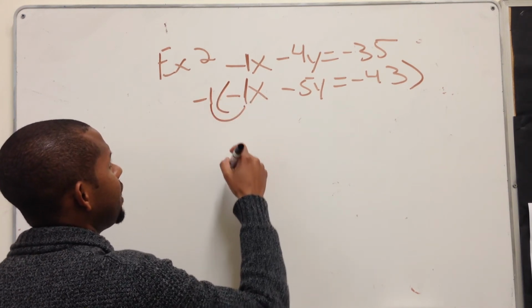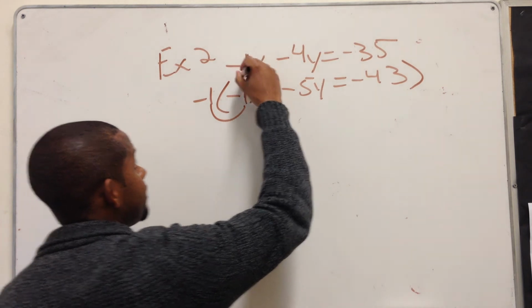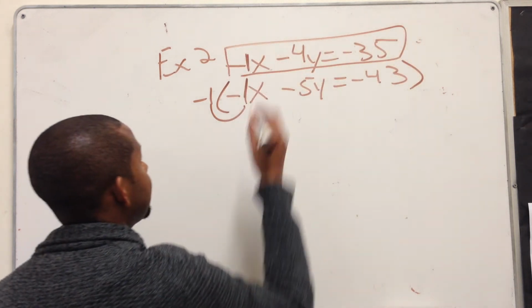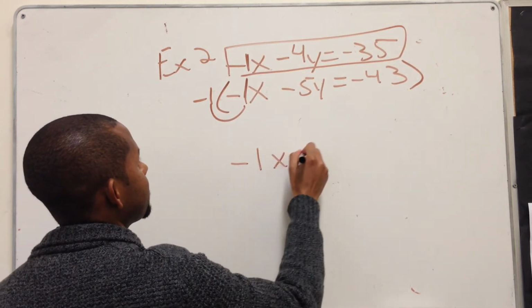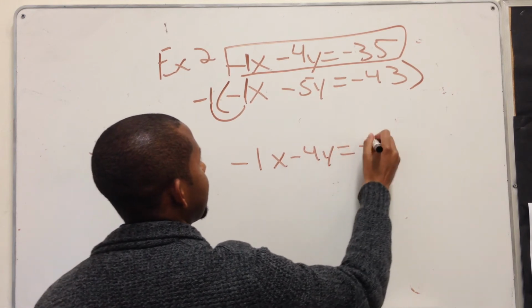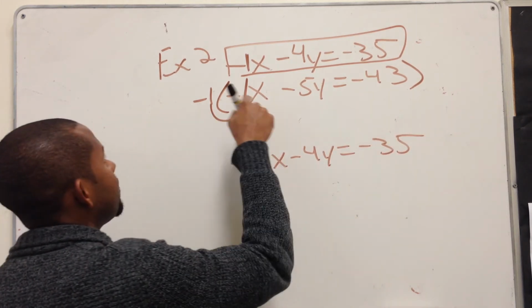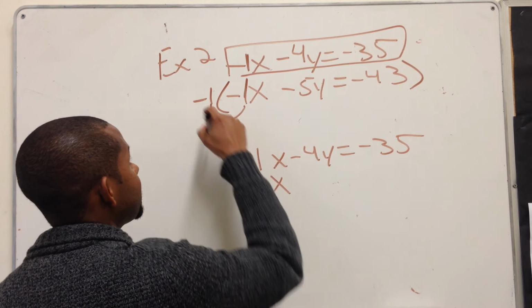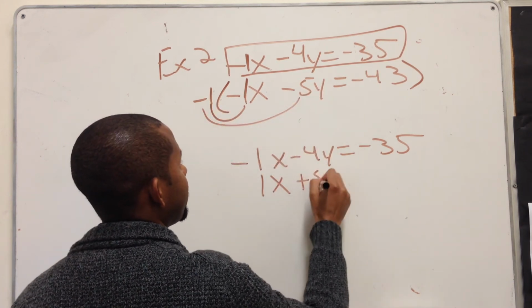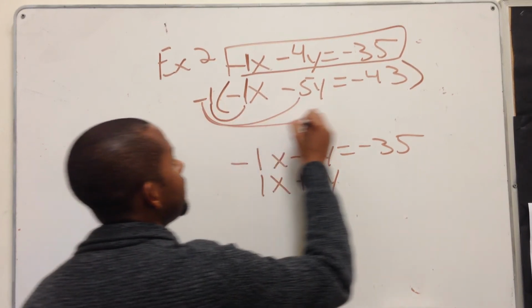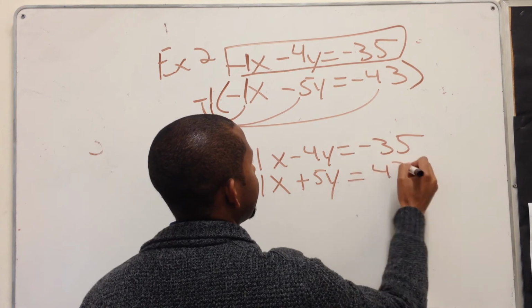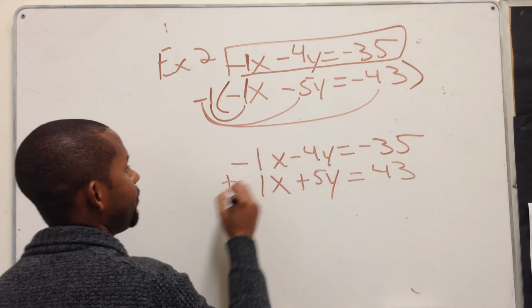So I'm going to rewrite the original. Here's the first one. I'm just rewriting it. -1x minus 4y equals -35. -1 times -1 is 1x. -1 times -5 is plus 5y. And -1 times -43 is positive 43.